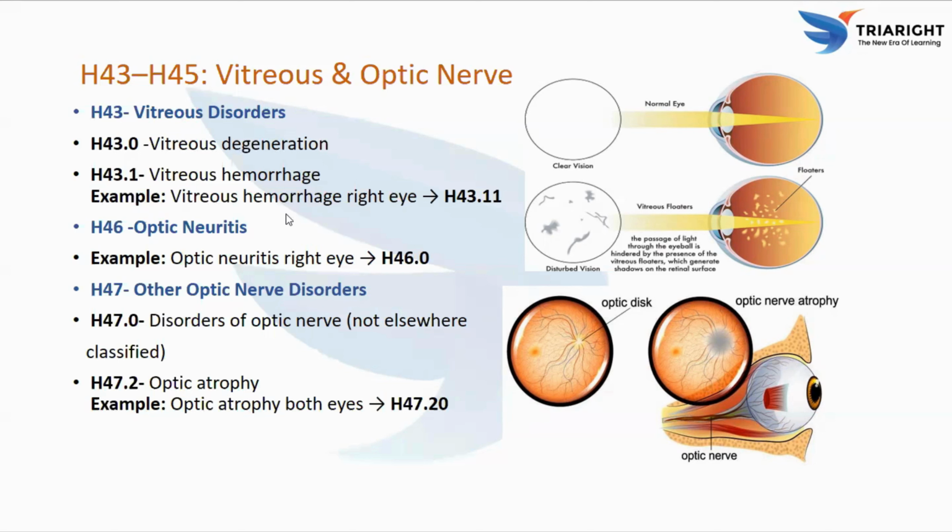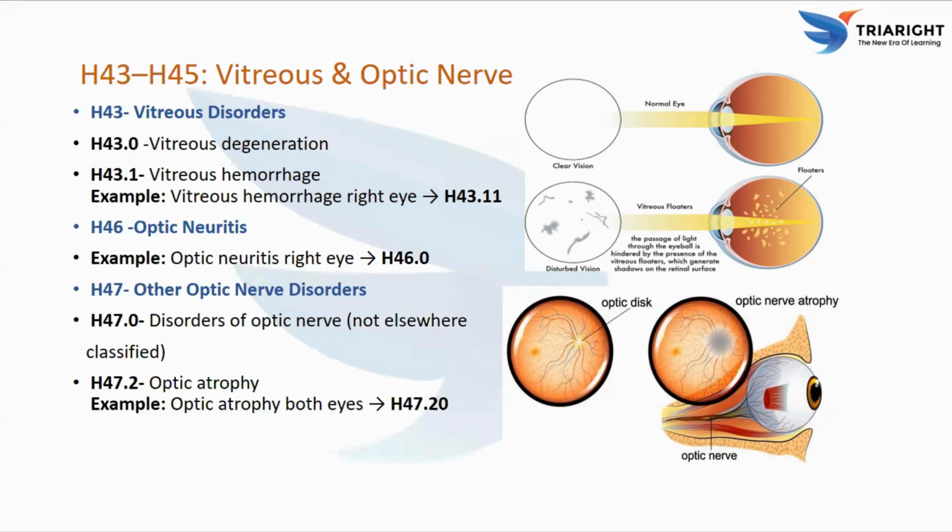The H43 code is assigned for vitreous degeneration, H43.0 for vitreous degeneration. As we age, the vitreous becomes less gel-like and more liquid. So the collagen fibers in the vitreous can clump together.